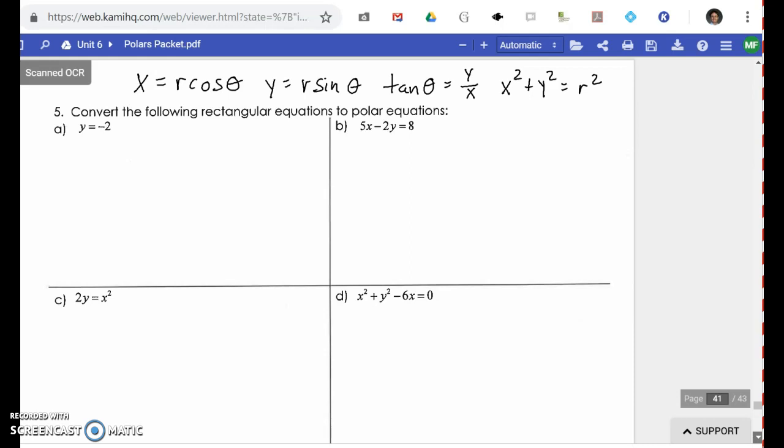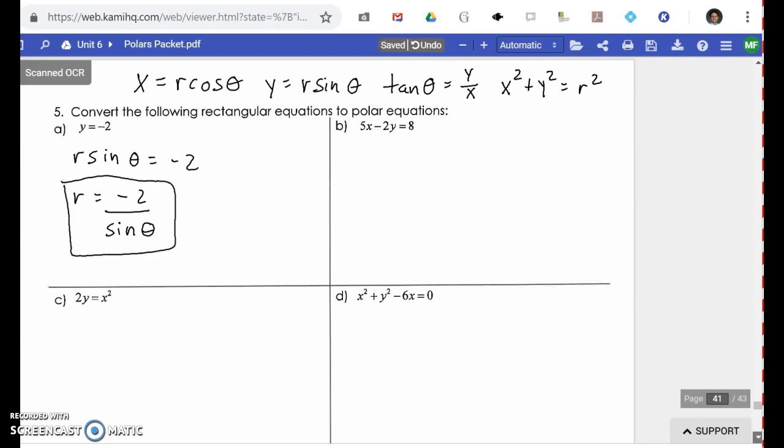If you look up here, we have the equation y is equal to r sine theta. So we can plug in r sine theta, where y is, and get the equation r sine theta equals -2. To solve for r, you would divide sine theta to the other side, and now you have r equals -2 over sine of theta. That would be one correct answer for that problem.